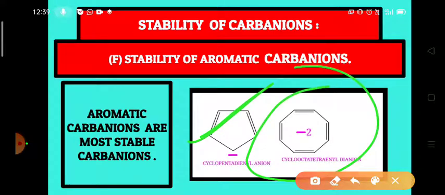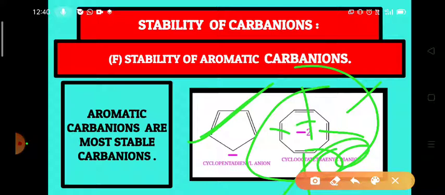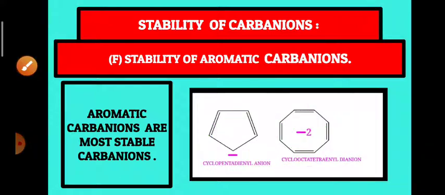And this is a cyclooctatetraenyl dianion. Look here, it has 8 carbon atoms in the structure, so that's why it is known as cycloocta. And 4 double bonds are there, 1, 2, 3, 4. So that's why it is known as tetra. And it loses 2 hydrogen atoms, so that's why it is known as yl. Yl indicates the abstraction of the hydrogen atoms. And it is a dianion. It has 2 negative charges, so that's why it is known as dianion. So these are 2 best examples for the aromatic carbon ions.